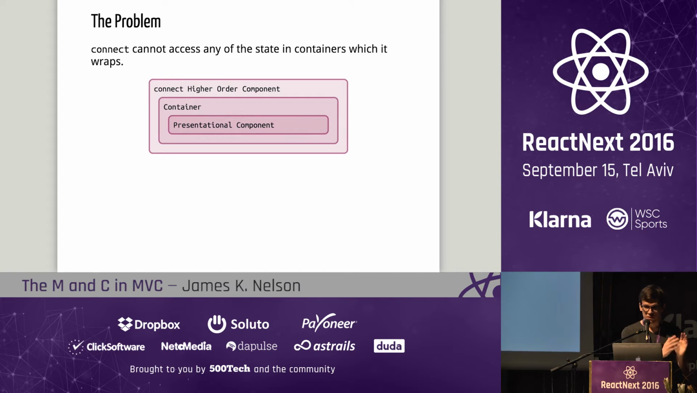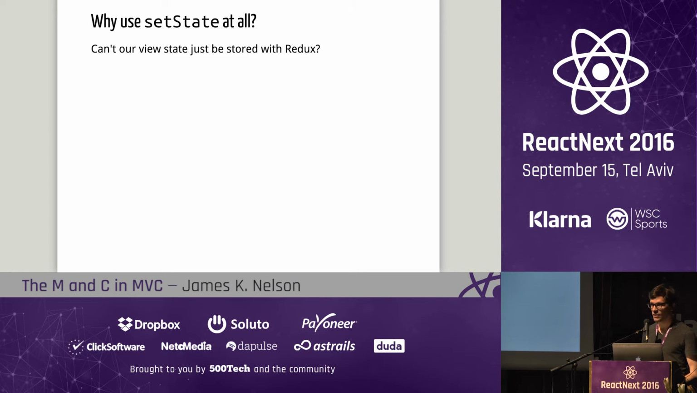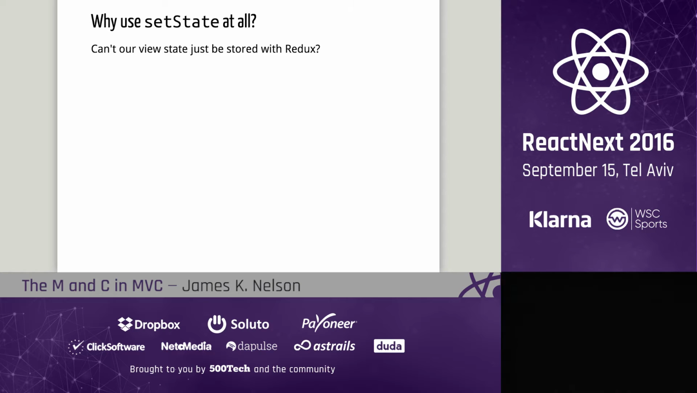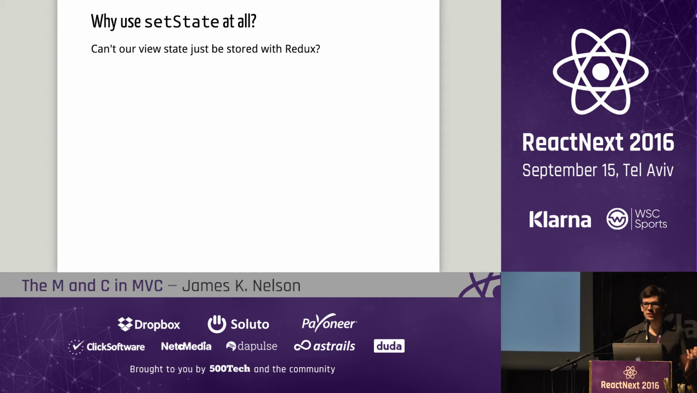Why are we going to store this state in component state? If we're using Redux, why don't we just store all of our state with Redux? I think I've met a few people who do it that way. It's certainly possible. We could put the limit and the offset in the Redux store, and then we'd have access to that from anywhere, and we wouldn't need to worry about all this. So there's a few problems with that.